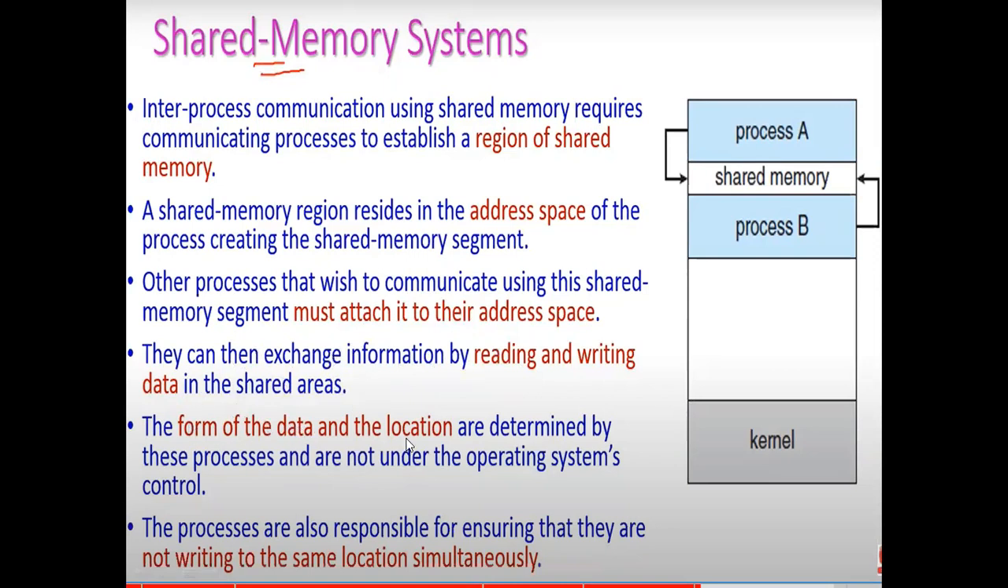The form of the data and the location are determined by the processes and are not under the operating system's control. The processes are also responsible for ensuring that they are not writing to the same location simultaneously. Here you can see this picture. If process A wants to share some data with process B, the information to be shared will be stored in the shared memory space, and process B can access the data from the shared memory region.